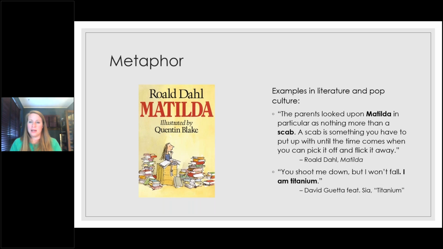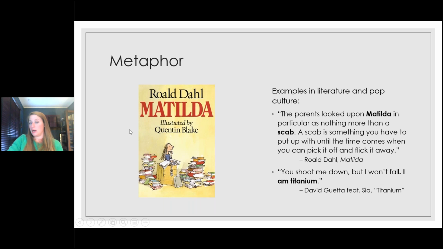But describing the parents as looking at their child as a scab really gives the impression that not only did they think very little of her, but she was just sort of an annoyance, something that they couldn't wait to get away from. And that's a pretty powerful message.